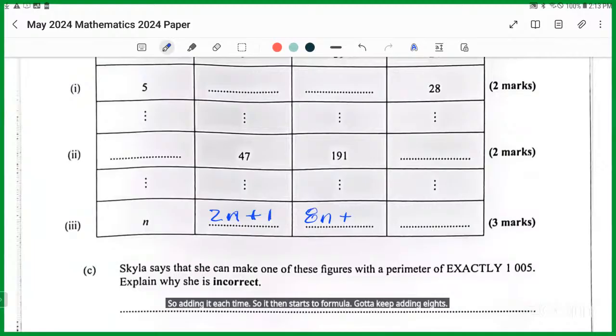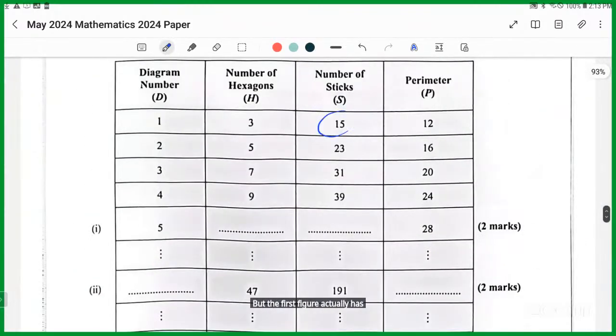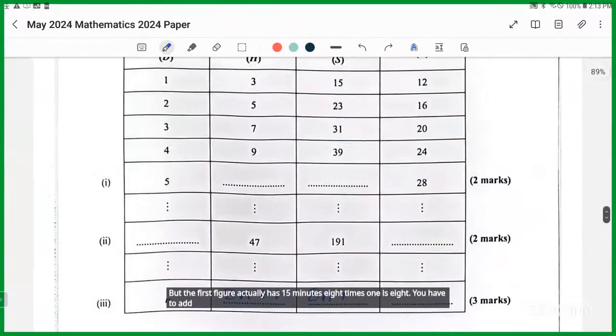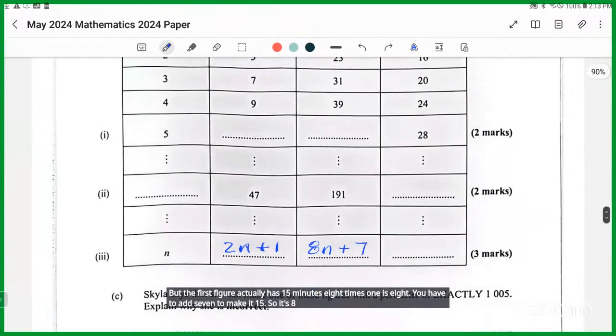But the first figure actually has 15 in it. 8 times 1 is 8. You have to add 7 to make it 15. So it's 8n plus 7.